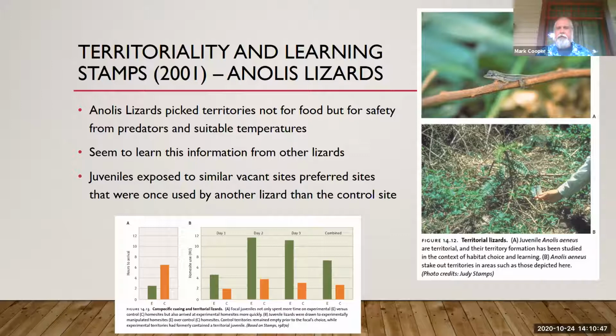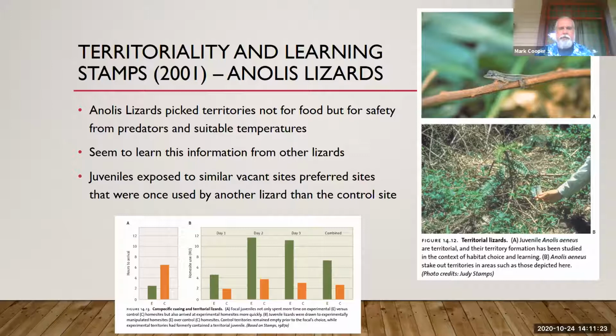And so what they would do is take a young lizard and have them look and watch, and they would remove a lizard from a site. And it turned out that the lizards actually would go after the vacated sites, even if the two sites were equal. So the idea behind this is there's a learning process: if that guy liked it, maybe it's good. Maybe I should like it too.